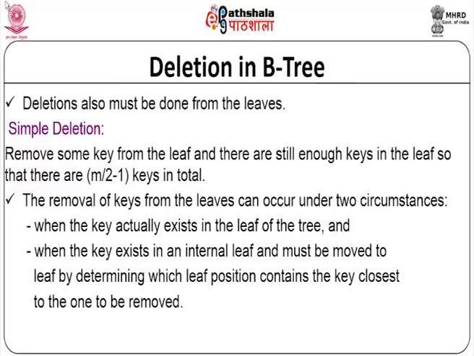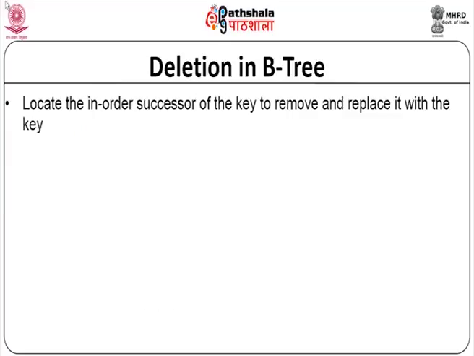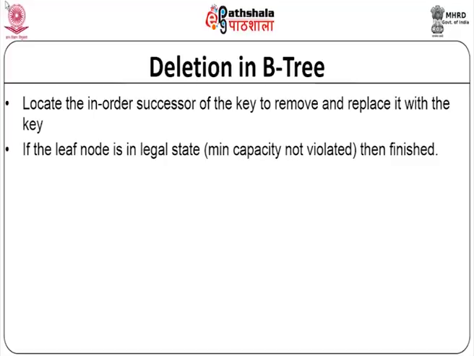So, what you do is take the successor's key and put it in the position of the key being deleted, and then remove the successor. When you remove the successor, you have to do the deletion operation. So, locate the in order successor of the key to remove and repeat it with the key. If the leaf node is in a legal state, that is, minimum capacity is not violated, then we are finished.